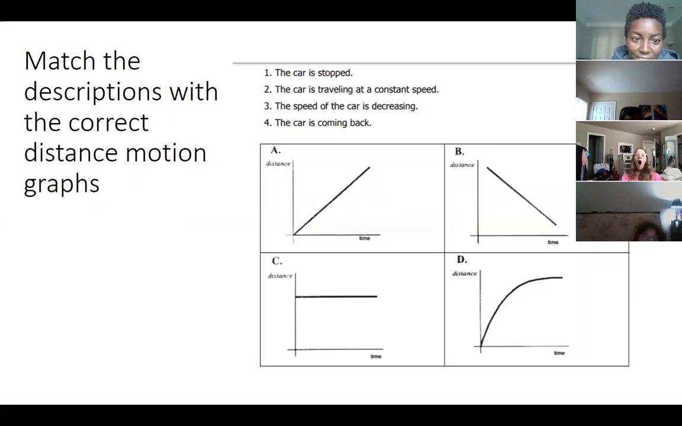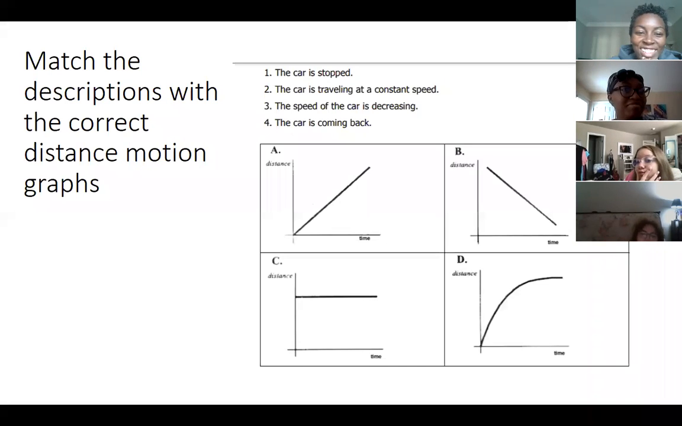All right, so it says match the descriptions with the correct distance motion graphs. So I'm going to give you a couple of seconds. I'm going to give you more than 10 seconds on this one. So I need to know, when is the car stopped? When is the car moving at a constant speed? Hold on, don't put them yet, Lydia. Are you putting to just me? Don't tell everyone yet.